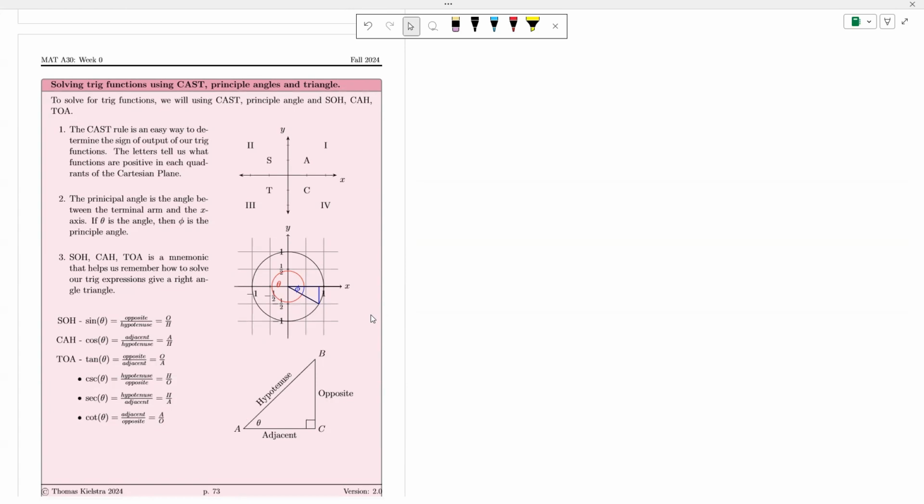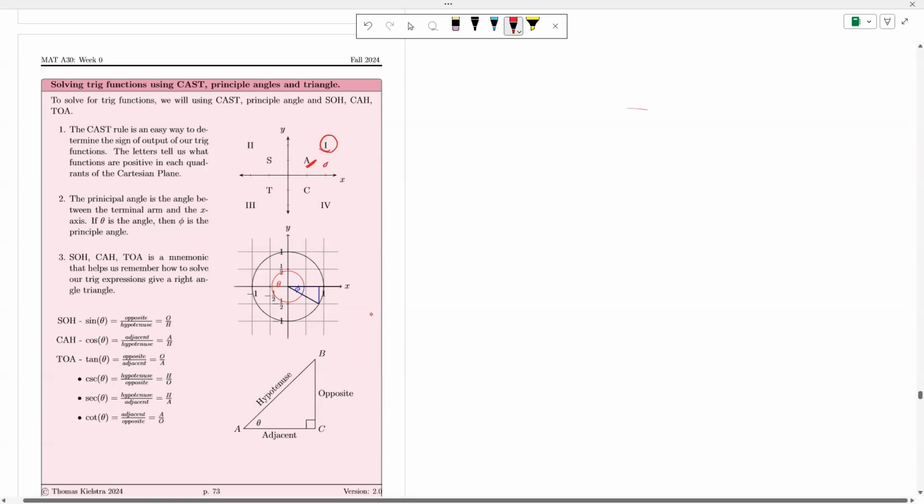And SOHCAHTOA is a mnemonic to remember our sine, cos, and tan function. So the CAST rule tells us which functions output a positive number in which quadrant. In our first quadrant, all the functions are going to be positive. In the second quadrant, sine of x will be positive. In the third quadrant, tan of x will be positive. And in the fourth quadrant, cos of x will be positive.